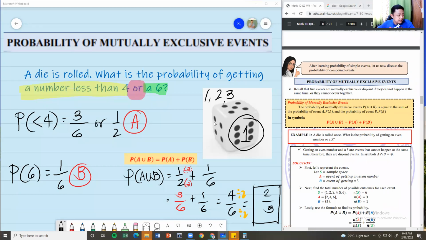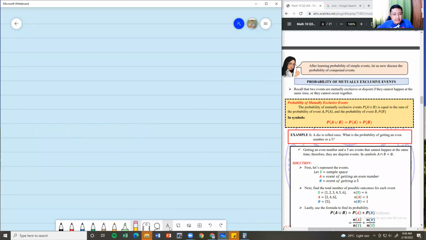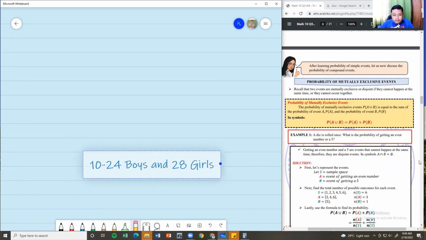Ready? Let's now try this one. Let's go back to our examples a while ago about 10-1. But this time, I would like to add Kian back, so that we have something to simplify at the end. So this time, I will be adding Kian again to our number. There are 24 boys and there are 26 girls. Is that right? No, 28 girls. 10-1 has 24 boys and 28 girls.